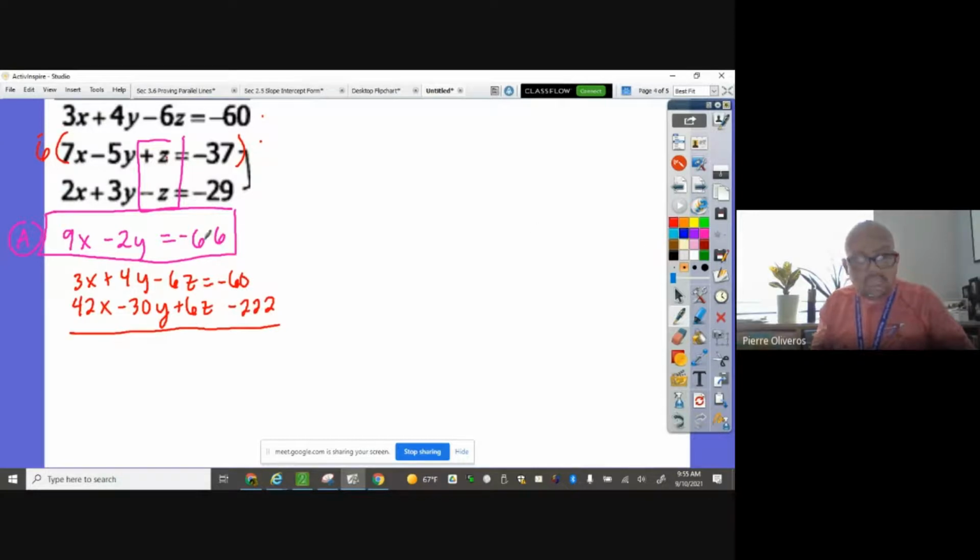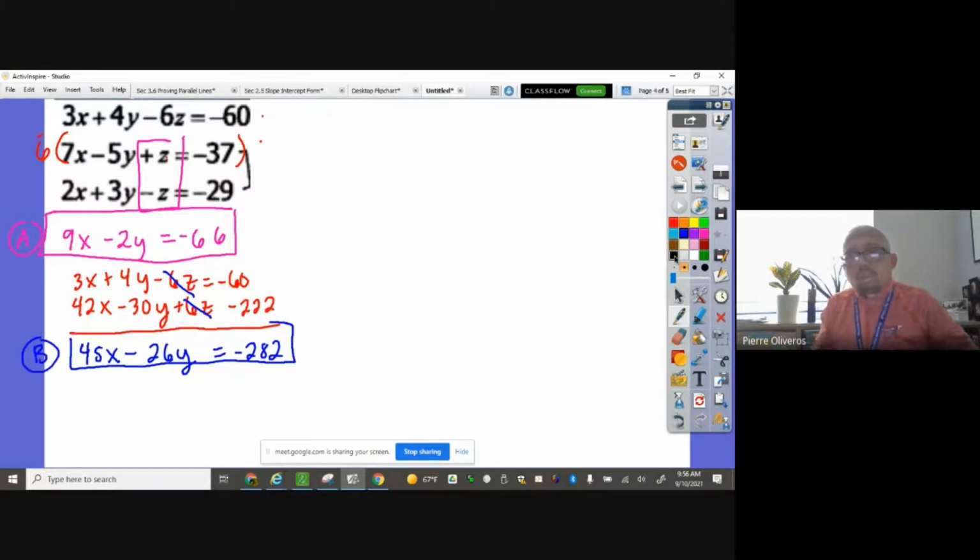Now you can see that I can eliminate this one here. 3x plus 42x is 45x. This will be 20. No, it should be negative there. Negative 26y is equal to plus 6. Negative 282. And all of them, that is my new equation B.